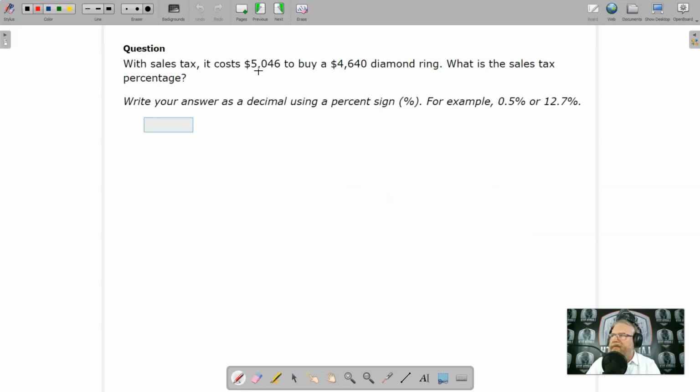With sales tax, it costs $5,046 to buy a $4,640 diamond ring. What is the sales tax percentage? So it costs this much to buy this much. Our original amount is this amount here. Then our new amount is the amount that includes the sales tax. In order to get a positive numerator, we take the greater value, 5,046, and subtract from that the lesser amount of 4,640. Then we divide by the original amount, which is 4,640.